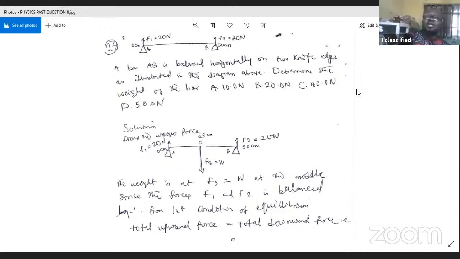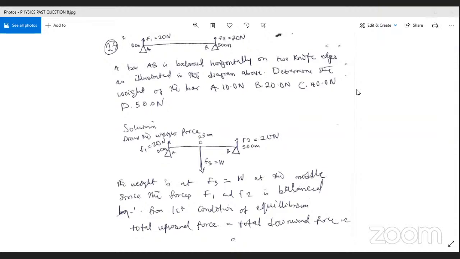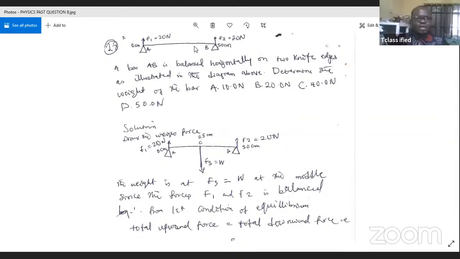Okay. A bar AB is balanced horizontally on two knife edges as illustrated in the diagram above. Determine the weight of the bar. A, 10.0 Newton, B, 20.0 Newton, C, 40.0 Newton, D, 50.0 Newton. So solution, I simply redrew the diagram that we have here, but because we are told to calculate the weight, I indicated the weight. Because these two forces are equal, the weight should be at the center and it should be towards the ground. So the weight is F3 and it's at the middle.